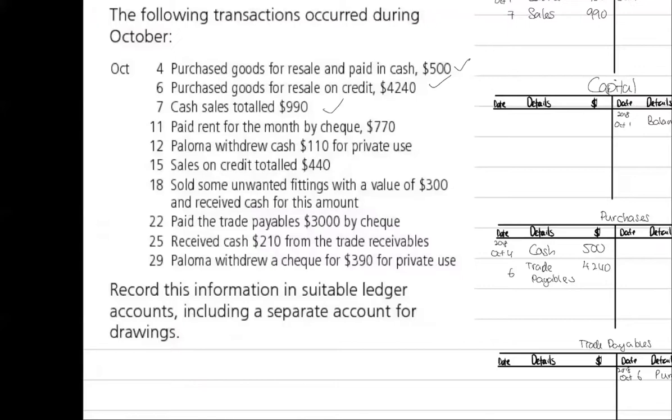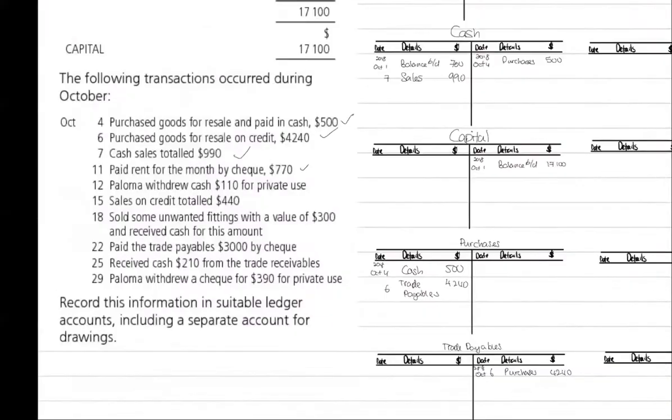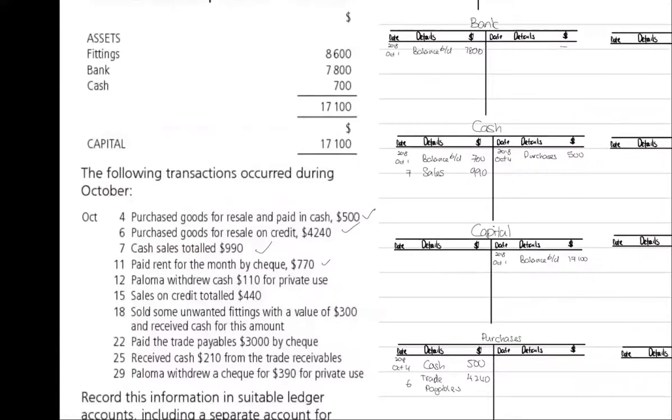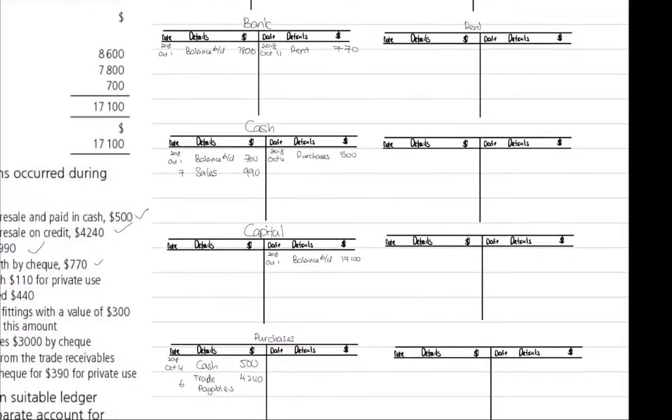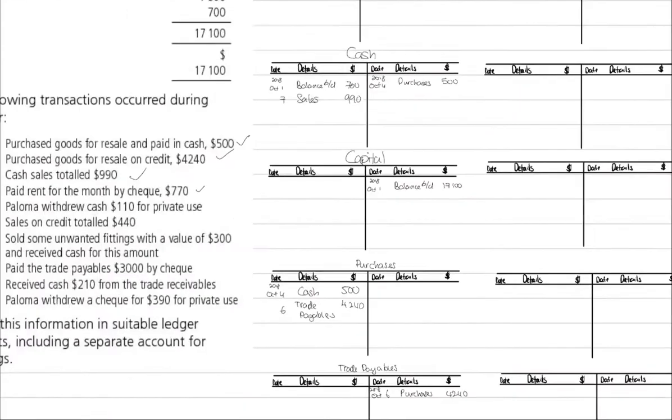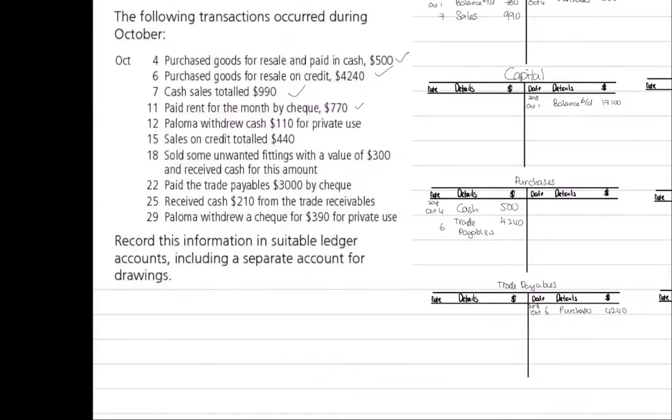Next one, paid rent for the month, check 770. So we paid, which means the money goes out of your bank account, 770 to your rent account. 2018 October 11. So we need to open a rent account. 2018 October 11, bank 770.